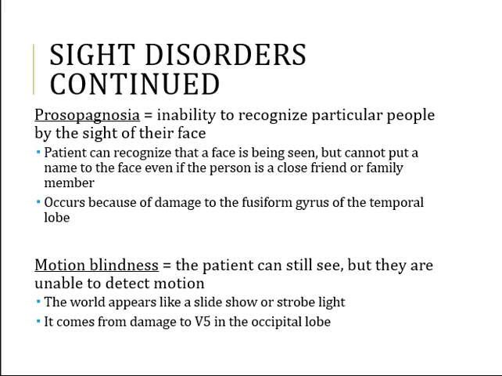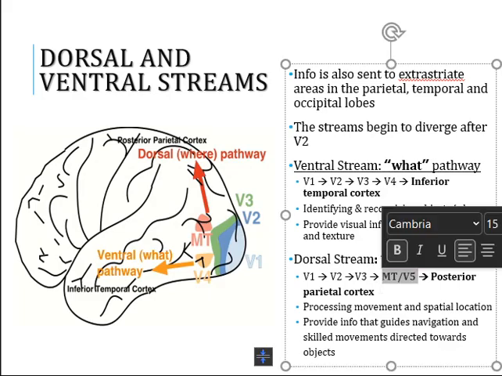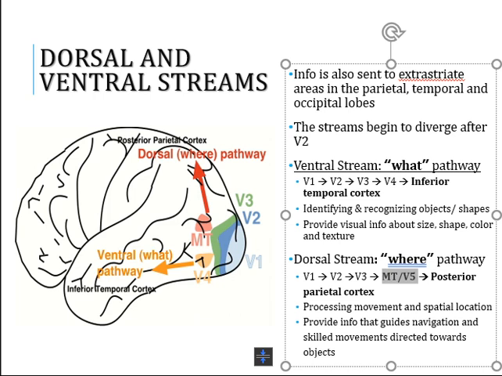So the car would almost teleport. It would go from 5 feet away, 2 feet away, 1 foot away, but it wouldn't have a smooth transition. And this is normally from damage to V5 in the occipital lobe. So damage to the where pathway, right here. I imagine that would cause damage to the pathway from V5 to the posterior parietal as well.